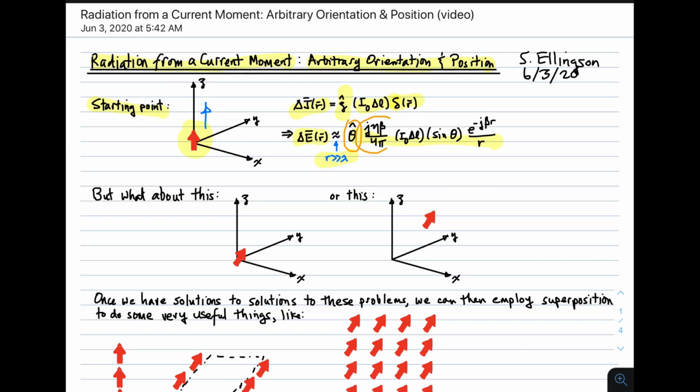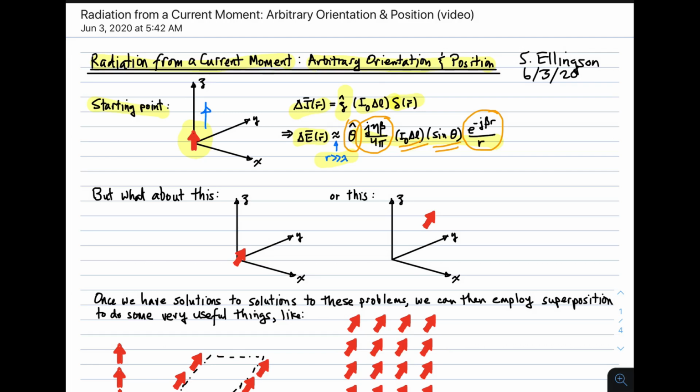We have this constant here. The magnitude and phase of the source appears here. Sine theta is what we refer to as the pattern. And then we have the spherical wave dependence here. So that's all old news.